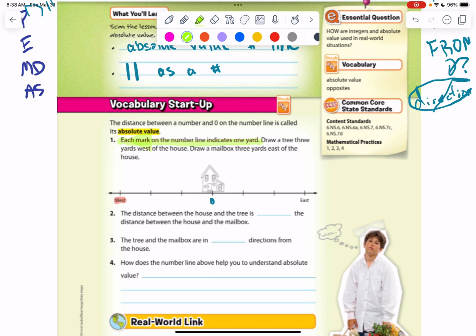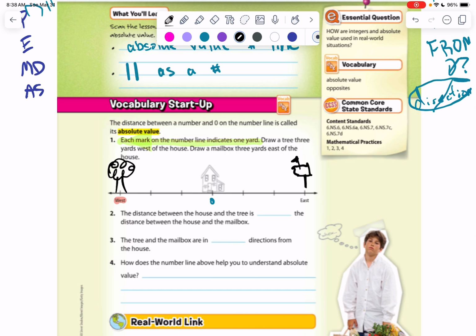Draw a tree 3 yards west of the house. So if we draw a tree here, here's my tree. I'm not going to get too super excited about being an artist right now, just getting that job done. Okay? And then east is in the opposite direction, right? And it says draw a mailbox. So here's my post and my super not fancy mailbox.